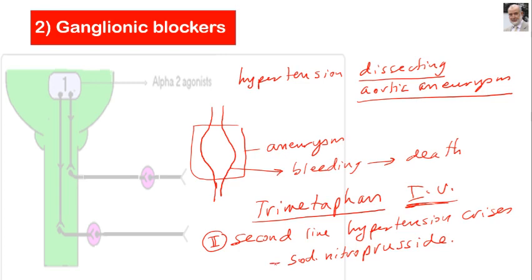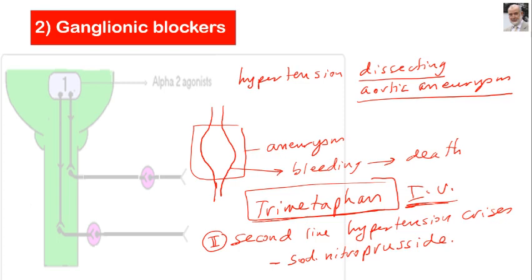if the blood pressure rises. So these are the ganglionic blockers. They have very limited clinical use in the treatment, and there is only one clinical example with approved clinical uses, trimethaphan. It is used in cases where there is dissecting aortic aneurysm to prevent the bleeding and to proceed with the surgical procedure in removing the aneurysm.